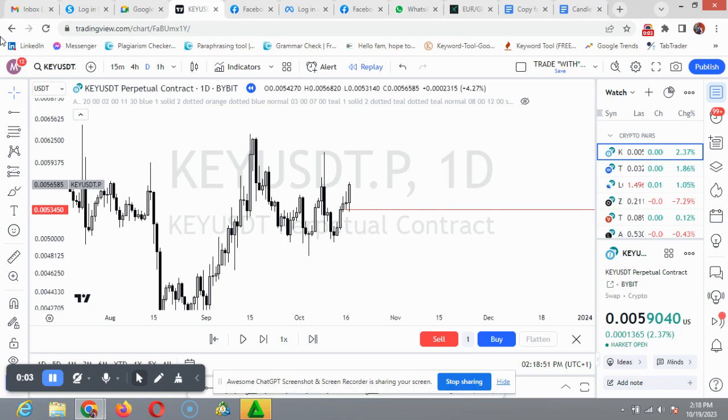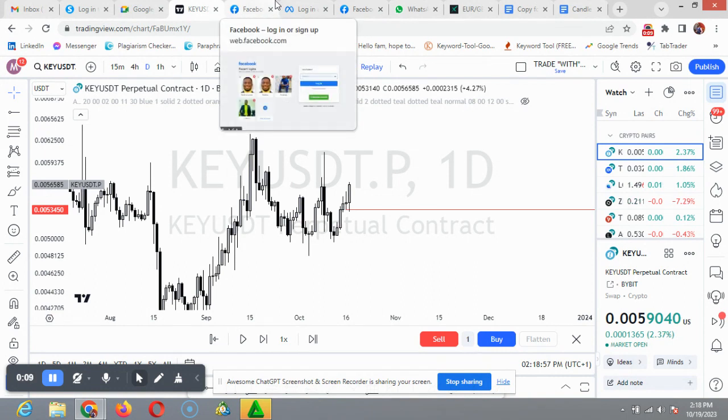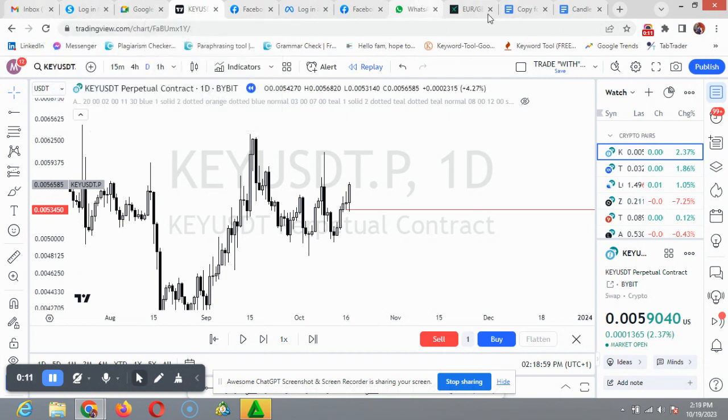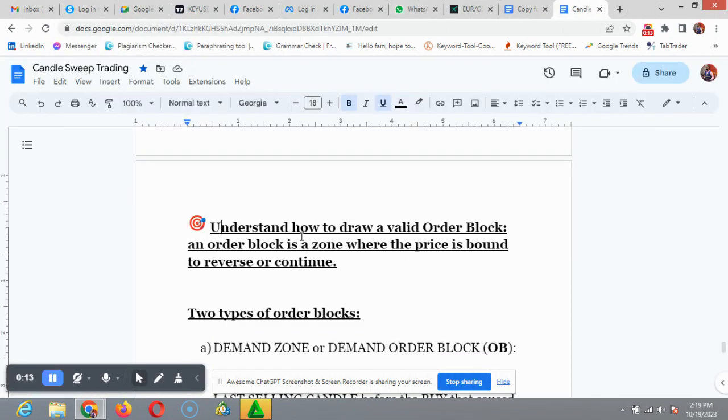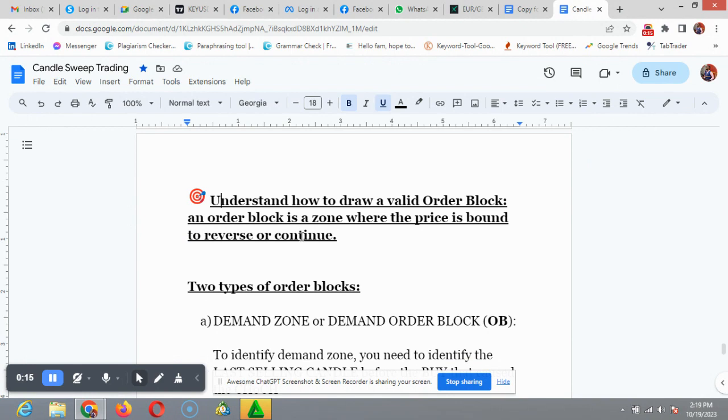Welcome to today's class, and today we'll focus on order blocks. Understand how to draw a valid order block. So what is an order block?